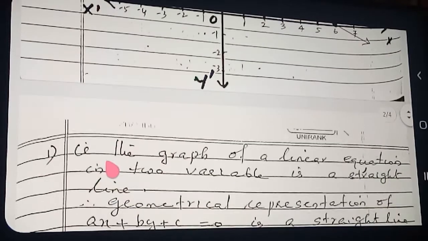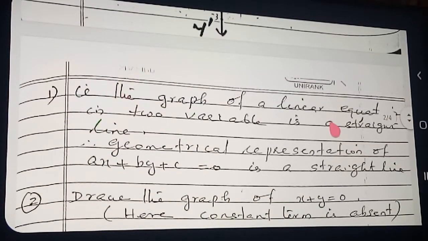Okay, see here the conclusion I have written. That is, the graph of a linear equation in two variables is always a straight line. Clear? That is, the geometrical representation of ax plus by plus c is a straight line only. Actually the figure which we showed, we call it the geometrical representation of the line ax plus by plus c equal to 0. So what did you get? It is always a straight line. Clear students? Okay. So tomorrow all of you sit with the graph paper only.